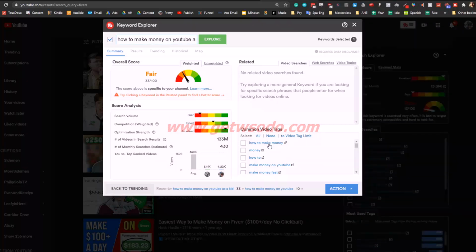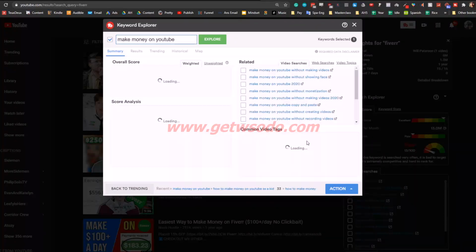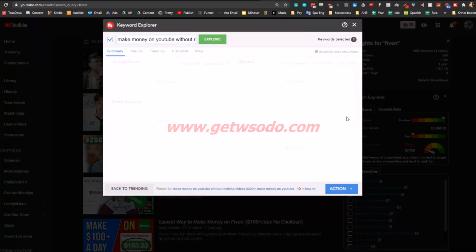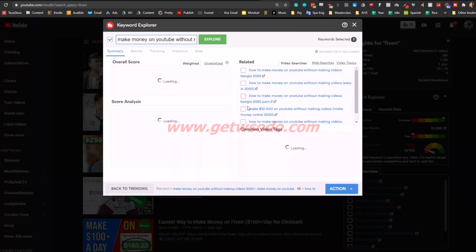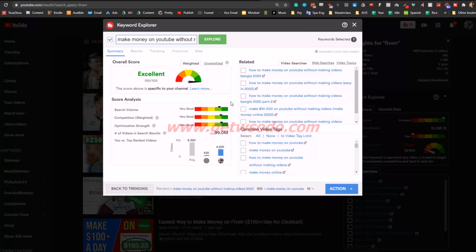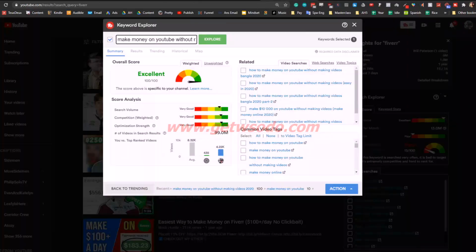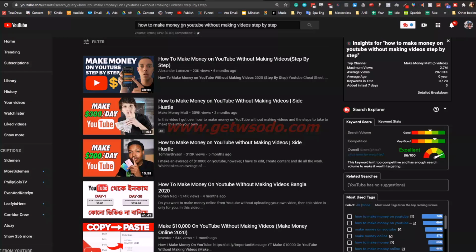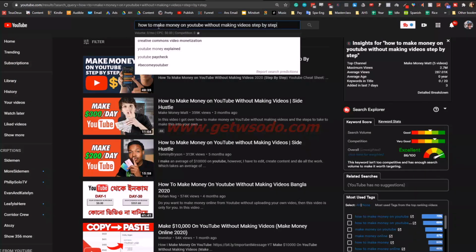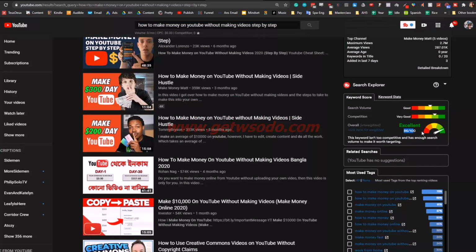So we're going to try a different one, make money on YouTube. And let's say make money on YouTube without making videos 2020. I like these longer keywords because the longer the title is, usually the better it is to rank for these. So you can see that this actually is 100 out of 100, make money on YouTube without making videos 2020. I actually found another keyword before I was filming this, which was how to make money on YouTube without making videos step by step. This was also 100 out of 100, or well, now it says 86 out of 100.